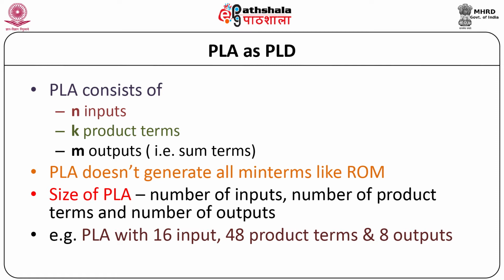PLA does not provide full decoding of the variables and does not generate all the minterms as in case of ROM. The product terms constitute a group of k AND gates and sum terms constitute a group of m OR gates. The size of PLA is specified by the number of inputs, the number of product terms and number of outputs. The number of sum terms is equal to number of outputs. A typical PLA has 16 inputs, 48 product terms and 8 outputs.